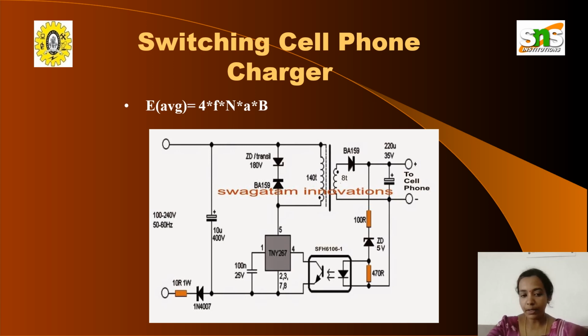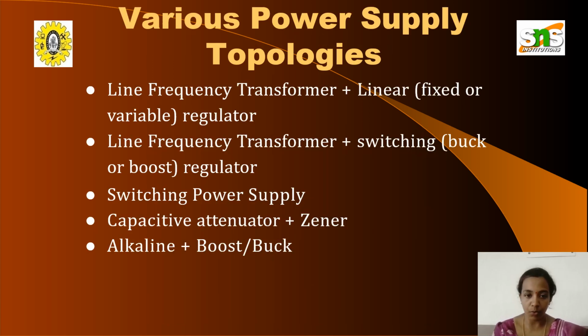That is why when we open a cell phone, we can find some small circuits and PCB boards, right? That PCB board will follow this kind of circuit. Two diodes are used: one is BA159, and one Zener diode. Zener diodes two are used: ZD1 was of 5 volt and another one was of 180 volt.